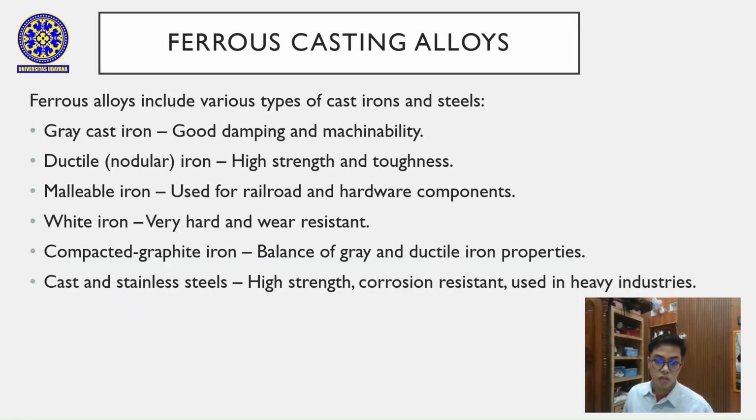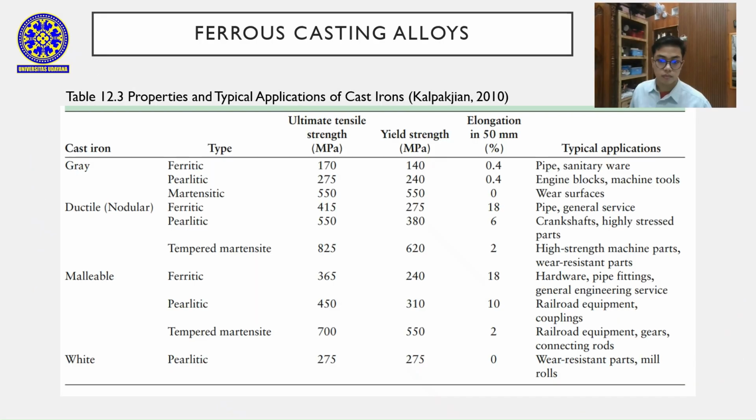Ferrous alloys include several types of cast iron and steels. Gray iron offers good machinability, ductile iron provides high toughness, and white iron gives wear resistance. Malleable and compacted graphite irons bridge the gap between strength and castability. Cast steels and stainless steels are used for high-strength industrial components.